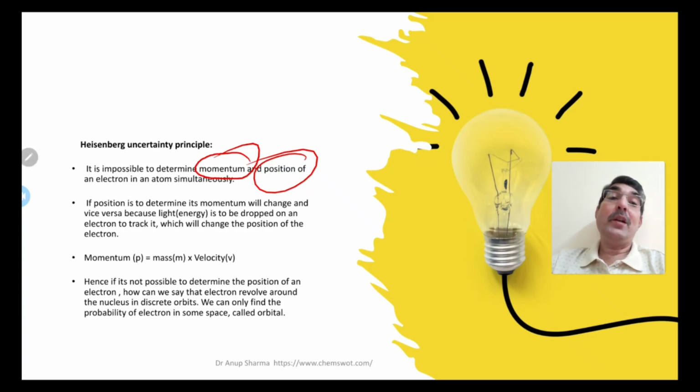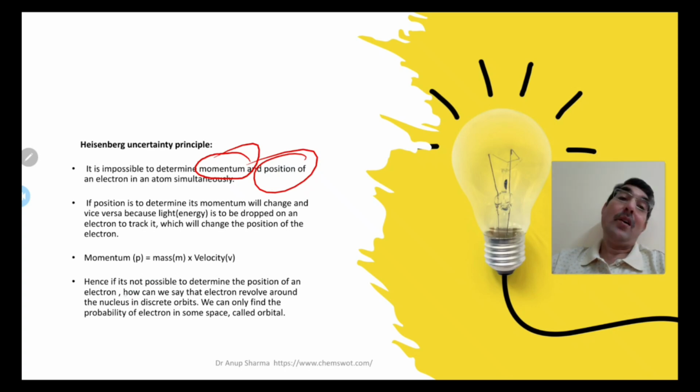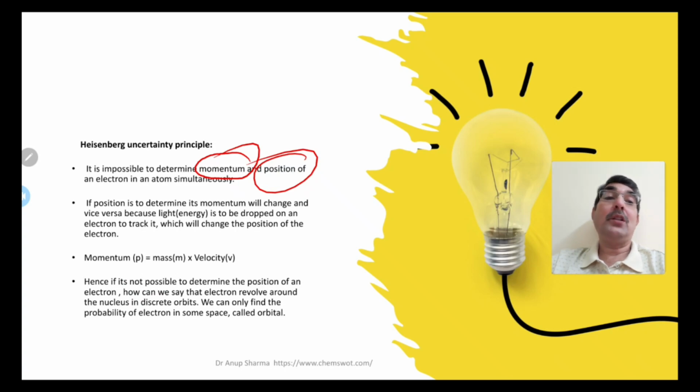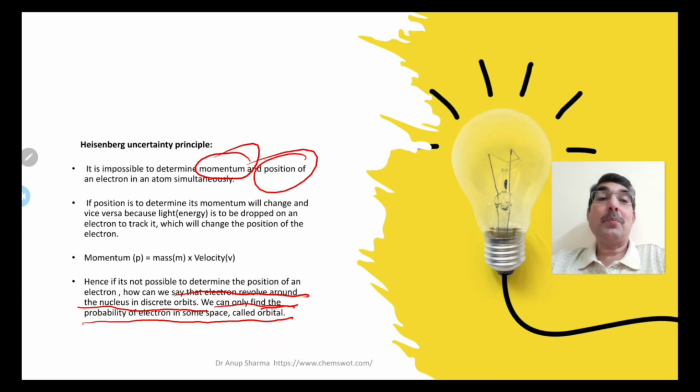Momentum: what is momentum? Momentum equals mass times velocity. Hence, if it is not possible to determine the position of an electron, how can we say that the electron revolves around the nucleus in discrete orbits as suggested by Bohr? We can only find the probability of an electron in some space, and we call that space an orbital. So we cannot say that the electron revolves around the nucleus in a discrete orbit.